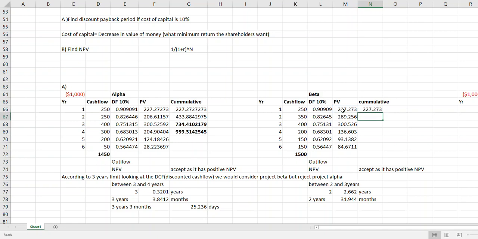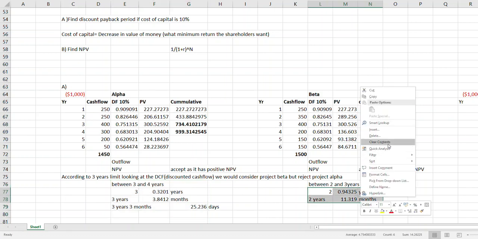Now let's find cumulative. So it is between 2 and 3 years. Now you can see when we look at the discounted payback period, this is eliminated because it is more than 3 years. This is still in the range.